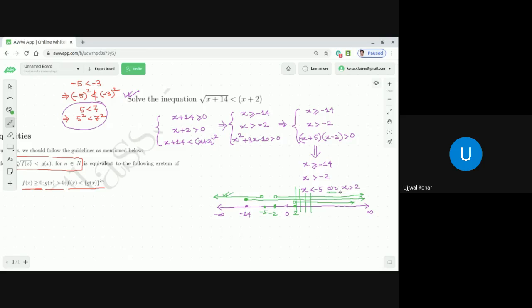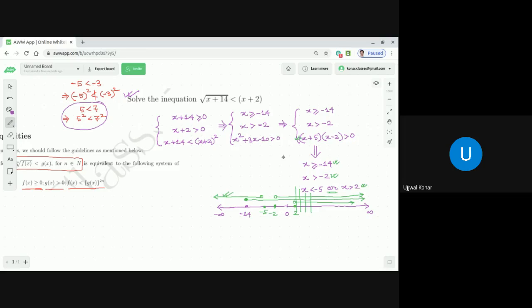Our solution from the third one is either x less than minus 5 or x greater than 2. But along with this, we need to satisfy these two also. That's why I say the combined solution. Are you getting my point, dear students? So what is our combined solution? The combined solution we are getting is 2 to infinity, where 2 is in the open interval.